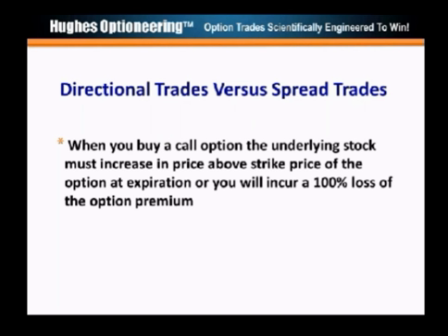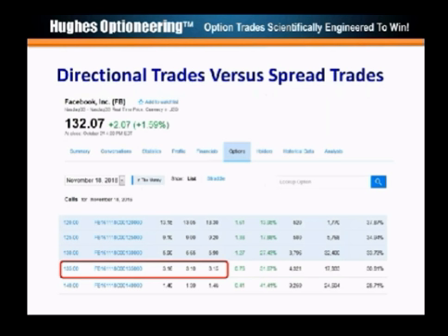And let's look at the risks of trading options. In general, when you buy a call option, the underlying stock must increase in price above the strike price of the option at expiration, or you'll incur 100% loss of the option premium. So let's look at an example. This is an option chain for Facebook. Facebook stock was trading at 132.07 at the time. So let's say we were going to buy the 135 strike call. We can see that was trading at 3.10 bid, 3.15 ask.